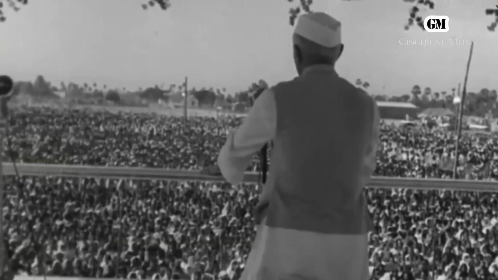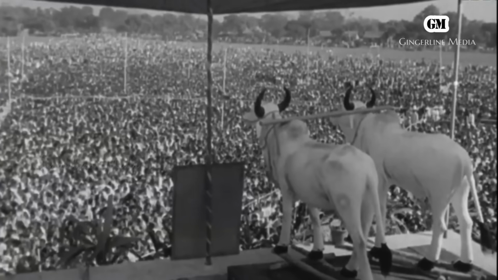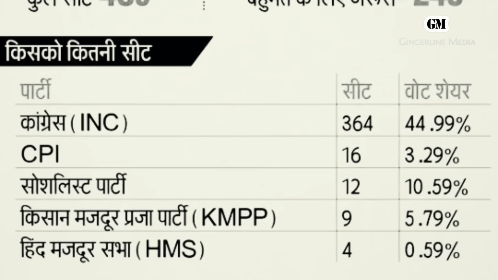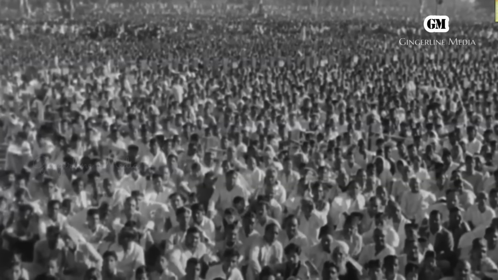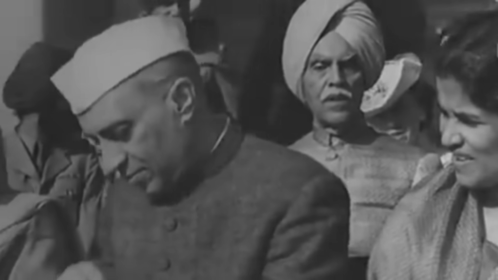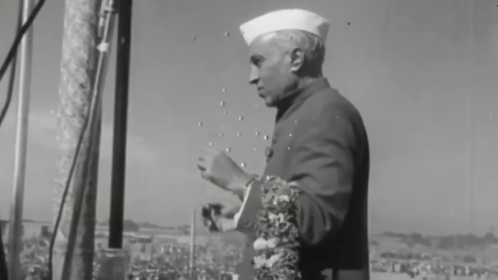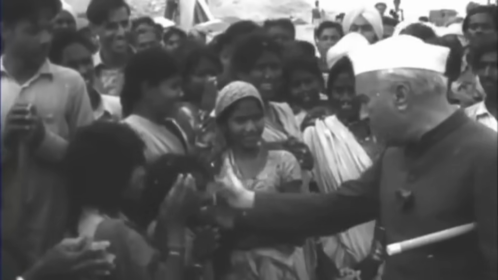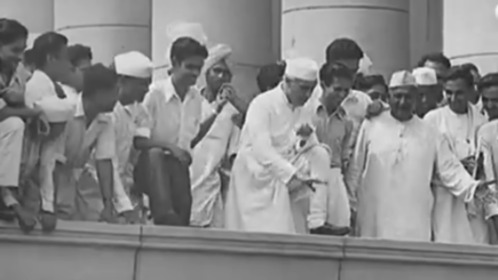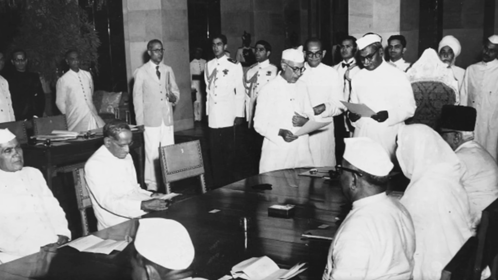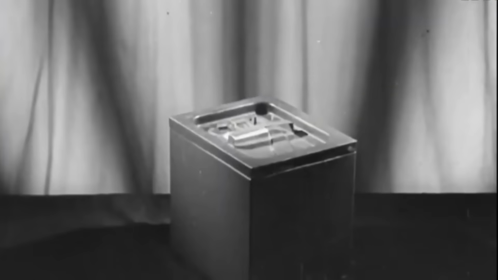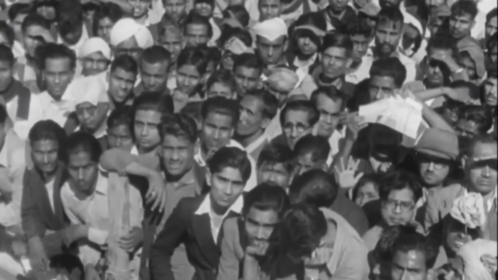The Indian National Congress emerged as the largest party, winning 364 out of 489 seats in the Lok Sabha, the House of the People. The election results marked a significant turning point in India's political landscape. Jawaharlal Nehru, a prominent leader of the Indian National Congress and a key figure in the freedom struggle, became the first Prime Minister of independent India. India became the largest democracy in the world, with a government elected by the people and for the people.